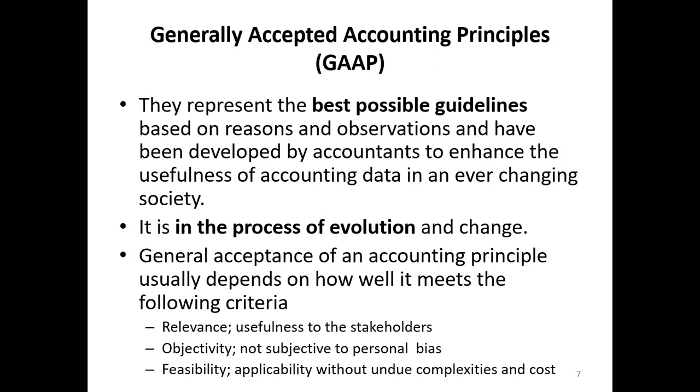General acceptance of accounting principles usually depends on how well it meets the following criteria. Number one is relevance. It should be relevant to take decisions. It should be useful to the stakeholders. Whoever wants to take decisions, the statements, the GAAP should provide information to take timely decisions.